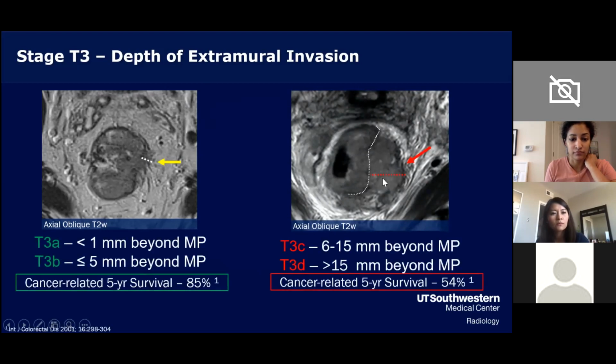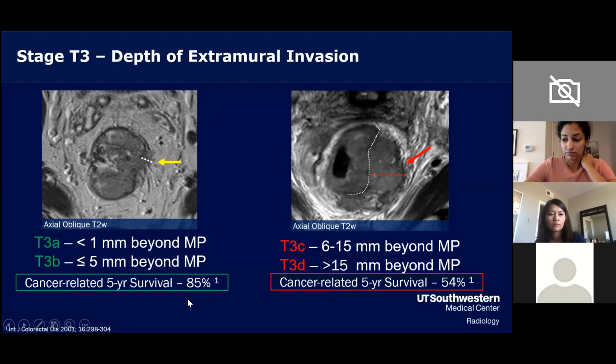And why is this important? Well, we can substage T3s into T3A, which is less than 1 millimeter beyond the muscularis propria, T3B, which is 5 millimeters or less beyond the muscularis propria, compared to T3C and D, which, as you'll see, are 6 to 15 millimeters and over 15 millimeters beyond, respectively.